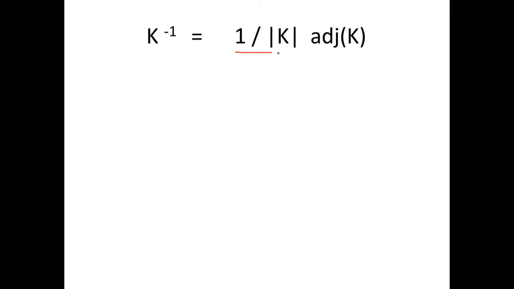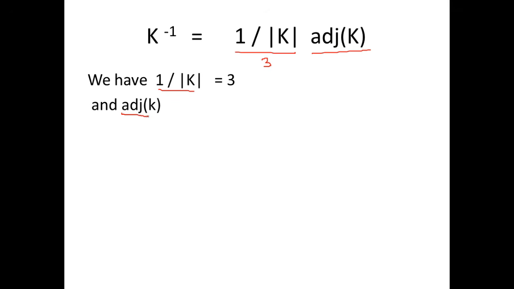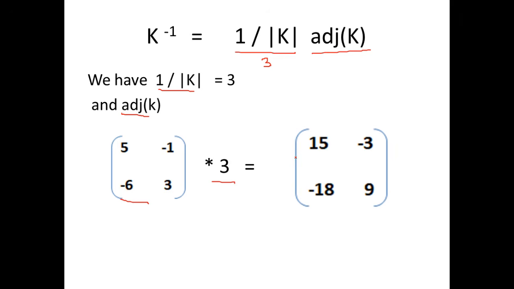So we know what this is. This is nothing but 3, and we know the adjoint of K from our previous slide. So we have computed this and we have computed the adjoint of K. Now we'll multiply the adjoint of K with 1 by K and what will be the result? This is nothing but 3 into 5, 15, minus 3, minus 18, 9. Okay, so all this computation we are performing to find K inverse.